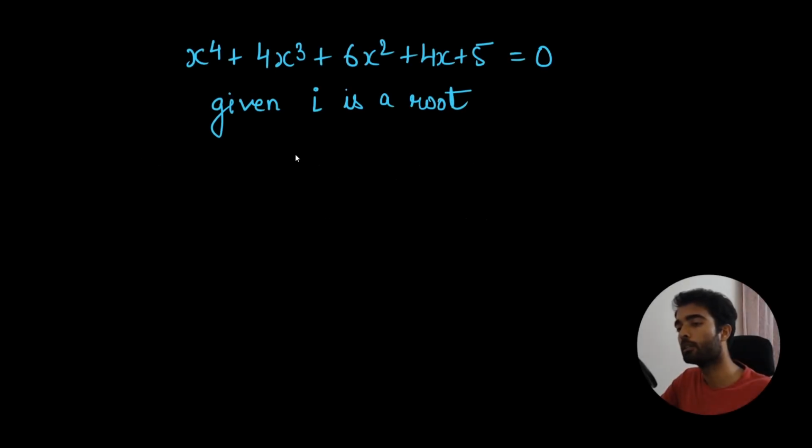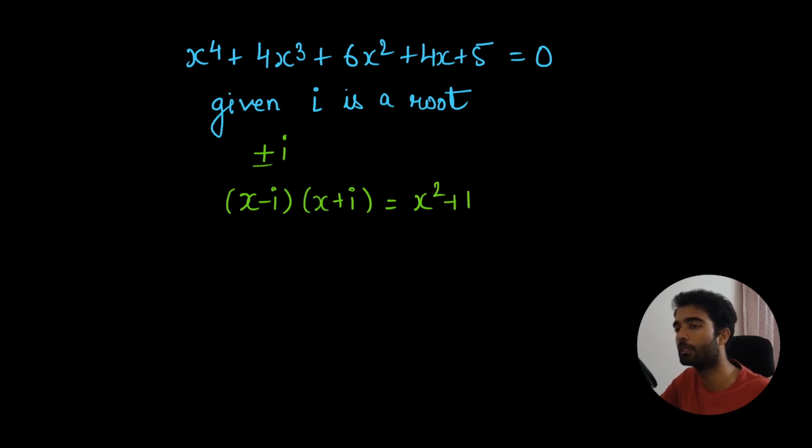Now given this biquadratic equation and i is a root of this equation, we need to find the rest of the roots. We know that if i, that is square root of minus 1, is a root, which is a complex number, then its conjugate must also be a root. So we know two of its roots, that is plus minus i. So the next thing we can say is x minus i times x plus i is a factor of this equation, which implies x squared plus 1 is a factor of this equation.